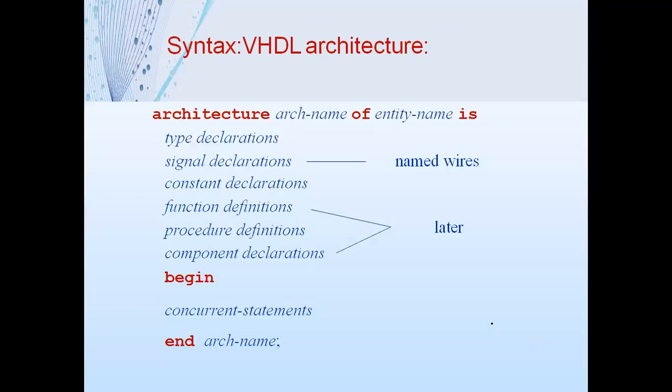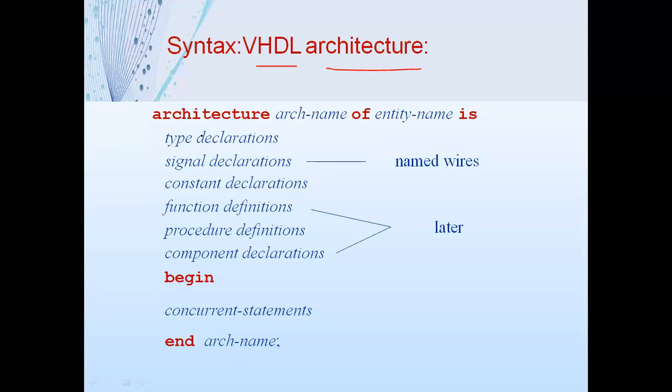And the next one is the syntax for the VHDL architecture. In the last class, we have seen the syntax for the VHDL entity declaration. It consists of the entity keyword, the name of the entity, and the ports, where you can define the input and output ports, and the entity ends with the keyword end and the entity name.